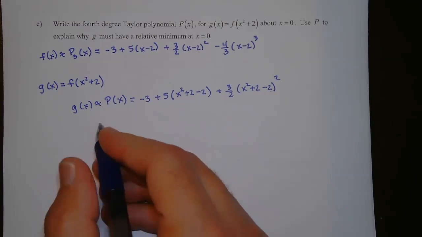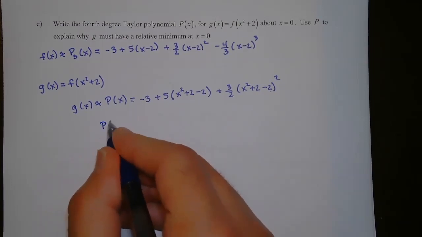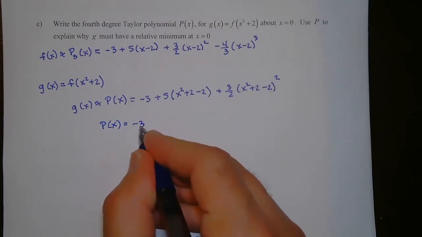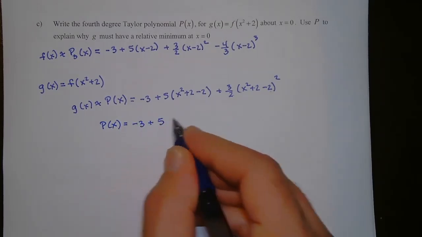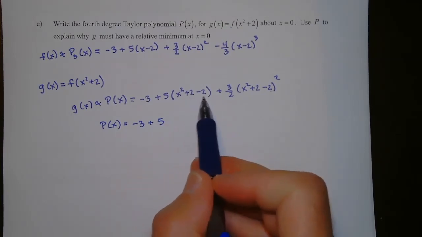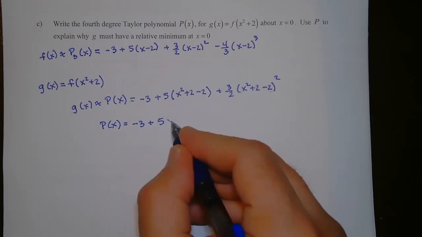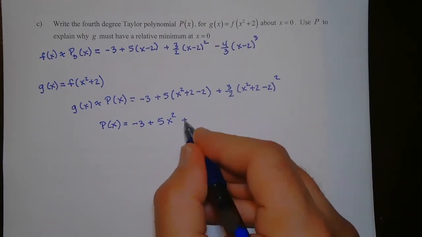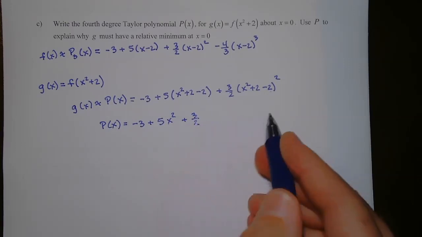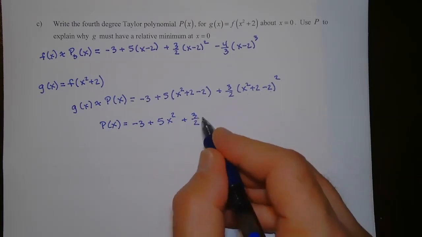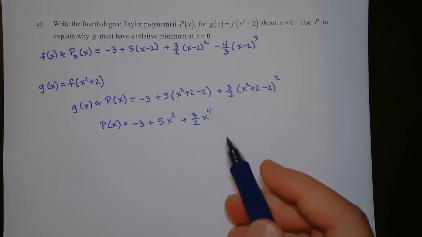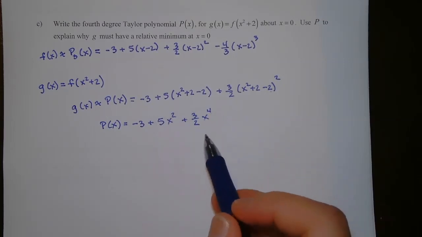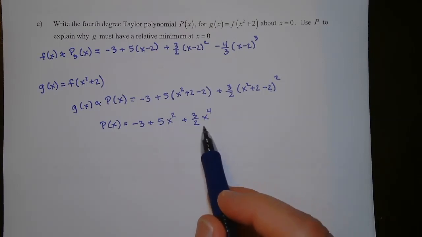So P of x is equivalent to -3 plus 5 times x squared plus 2 minus 2. These are going to cancel each other out, so 5x squared. And then plus 3 halves x squared squared, so that'd be x to the fourth. When we say fourth degree Taylor polynomial or fourth order, that's this one. So fourth order, fourth degree, same meaning.